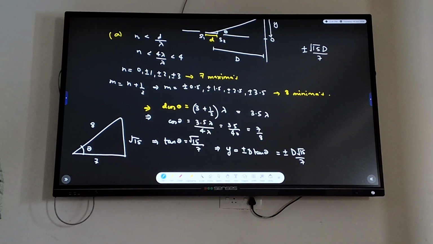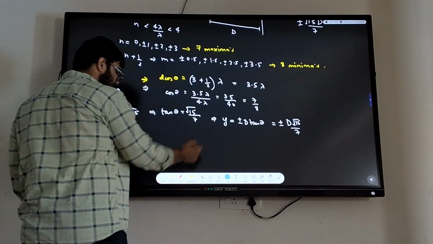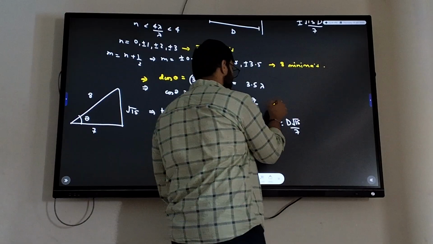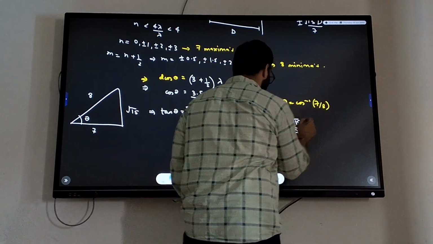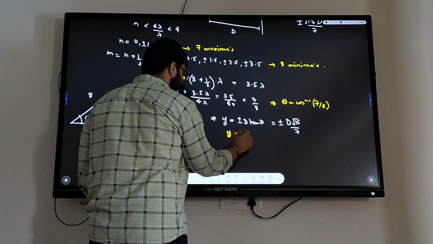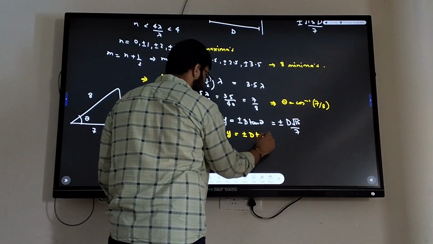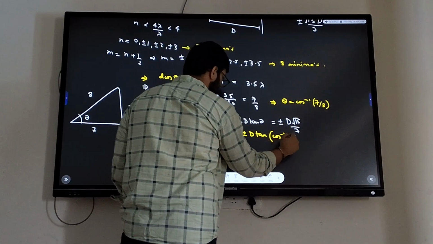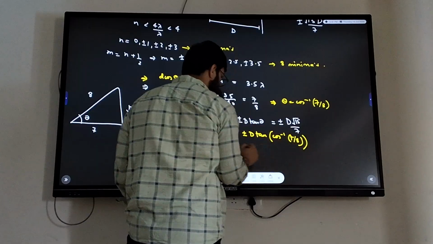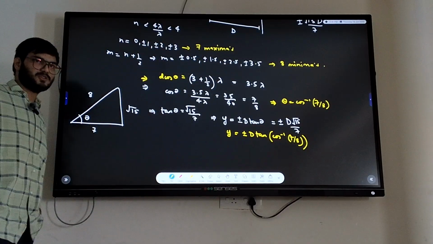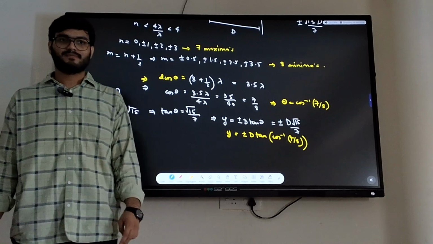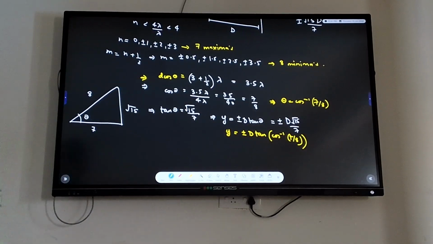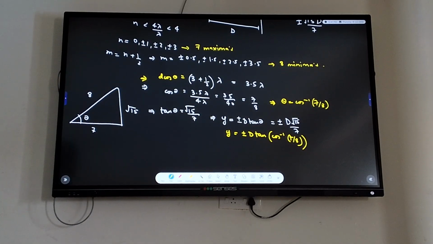You can equally write it like this, that theta is equal to cos inverse of 7 by 8 and then y is equal to plus or minus d tan of cos inverse of 7 by 8. In the book they have mentioned like this, but obviously you can do it like this as well. Do you understand? I just told you the theory.